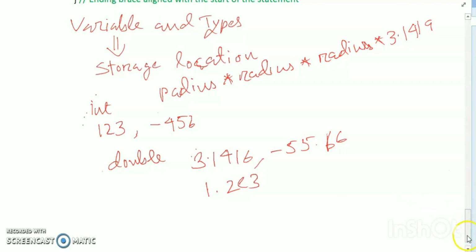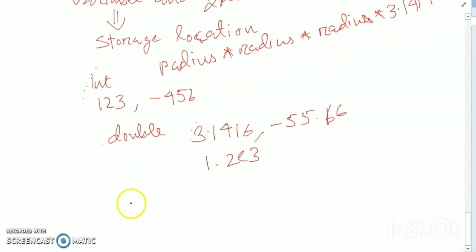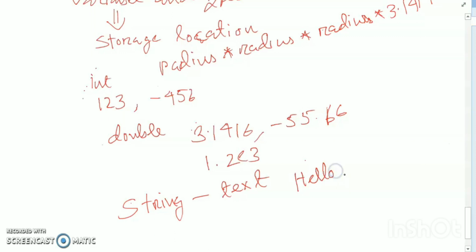String means the text. I discussed string. String means text, like hello. So this is the string. Strings are enclosed with a pair of double quotes. Char means a single character, like A, it is the char.